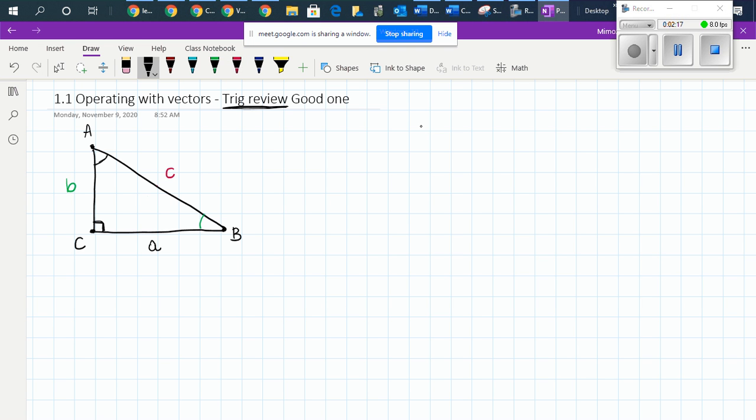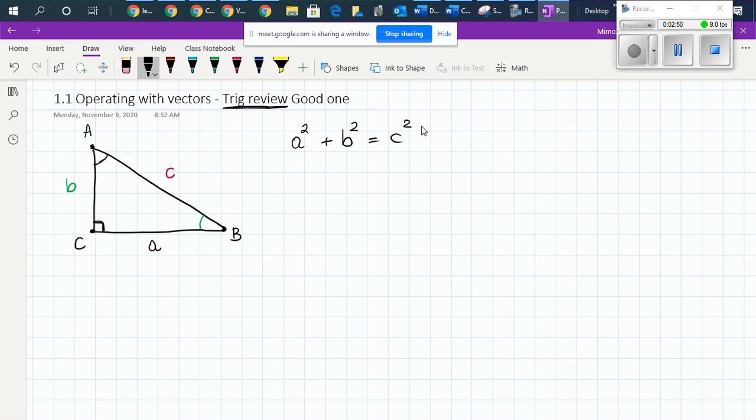The first formula that we will use when we are solving a right angle triangle is a squared plus b squared is equal to c squared, which is known as the Pythagorean theorem. So what this is saying is the length of a to the power of 2 added to the length of b to the power of 2 is equal to the hypotenuse to the power of 2.